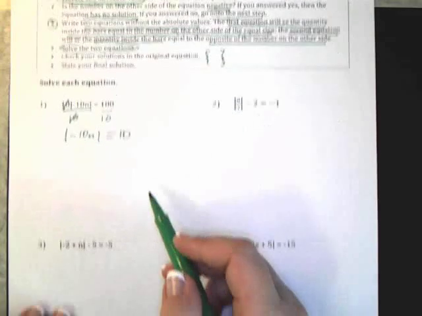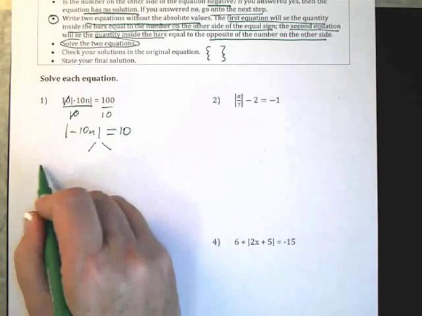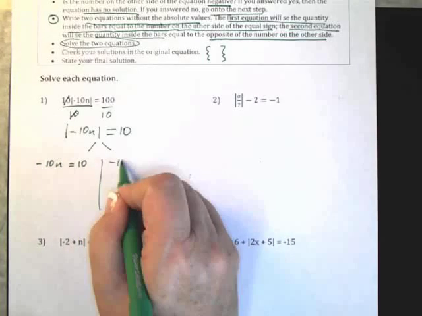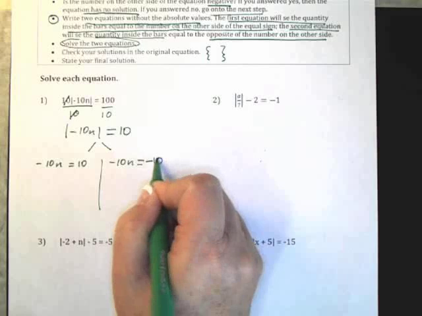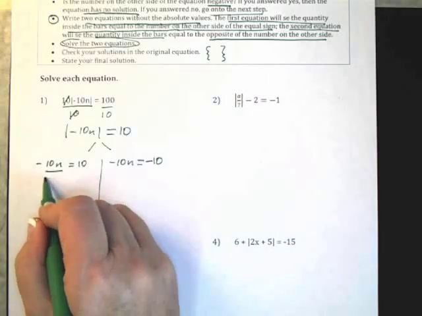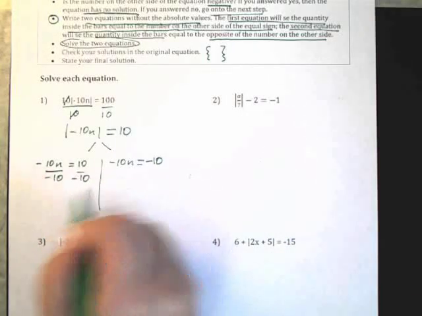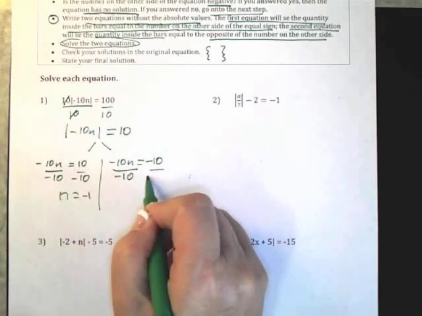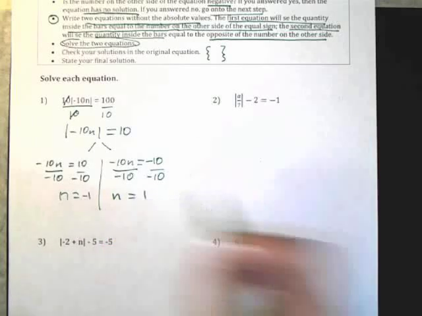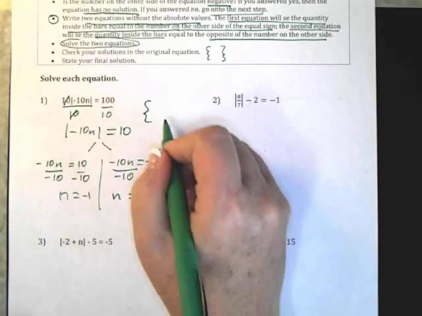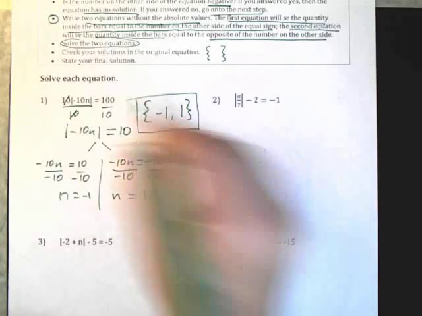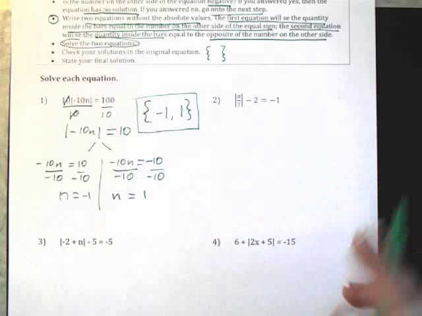Now that we have the absolute value by itself, let's go ahead and separate into two equations. Negative 10n equals 10, and negative 10n equals negative 10. And let's solve each one of these. So dividing by negative 10, n equals negative 1. Dividing by negative 10 on the second equation gives us n is equal to positive 1. So go ahead and place both our solutions of negative 1 and positive 1 inside the set braces. Just put a comma in between those.